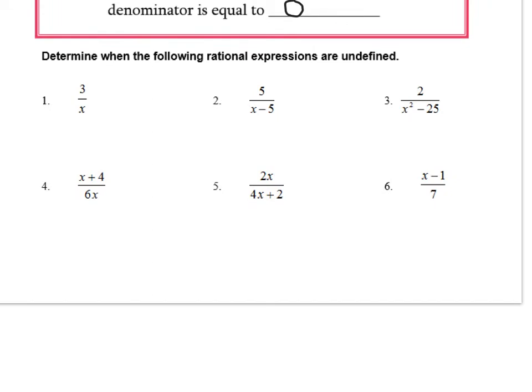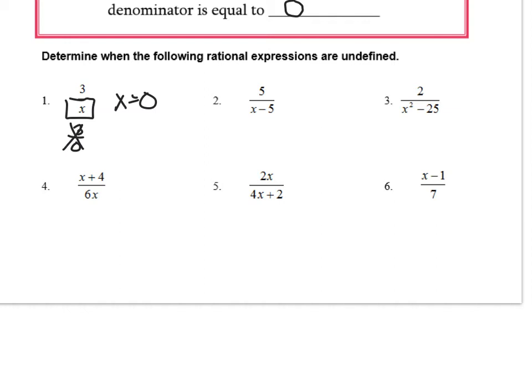It says determine when the following rational expressions are undefined. Again, they're undefined if the bottom of the fraction is equal to 0. So in this first one, the bottom of the fraction is x. Well, what would x have to be for the entire fraction to be undefined? x would have to be 0, because then you would have 3 divided by 0, and since 0 is in the bottom of the fraction, that fraction's undefined.